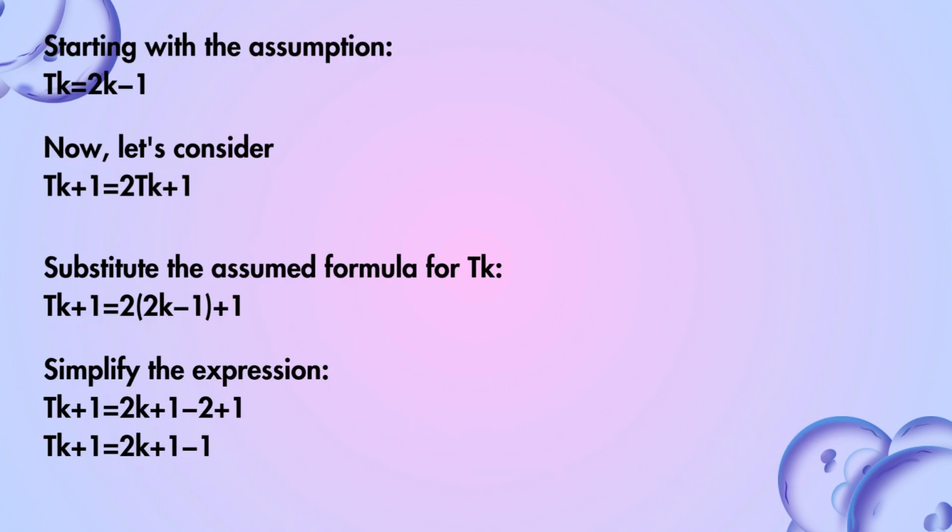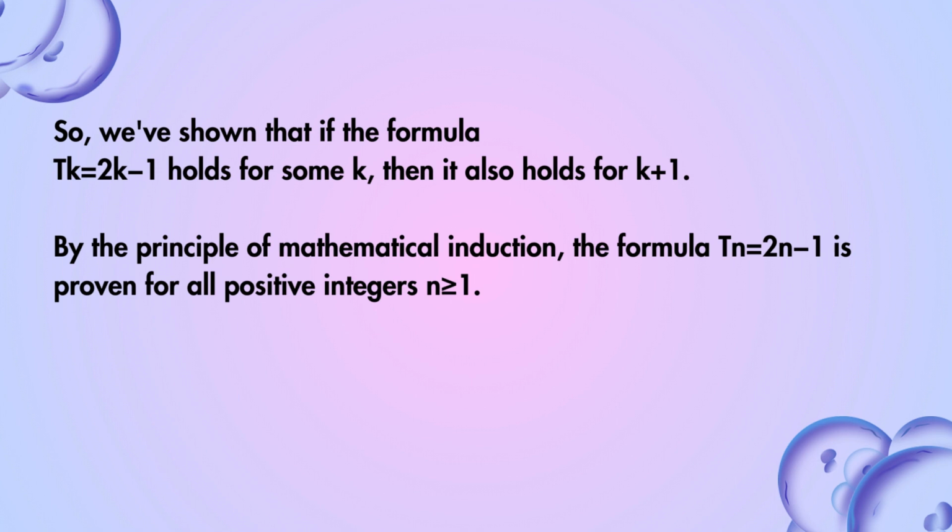Starting with the assumption. Now, let's consider tk plus 1. Substitute the assumed formula for tk. Simplify the expression. So, we've shown that if the formula tk equals 2k minus 1 holds for some k, then it also holds for k plus 1. By the principle of mathematical induction, the formula Tn equals 2n minus 1 is proven for all positive integers n greater than or equal to 1.